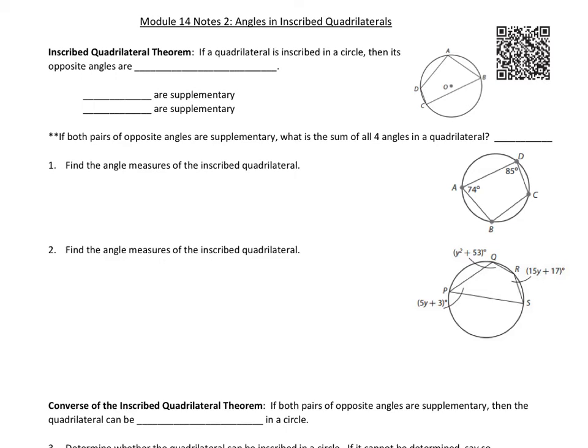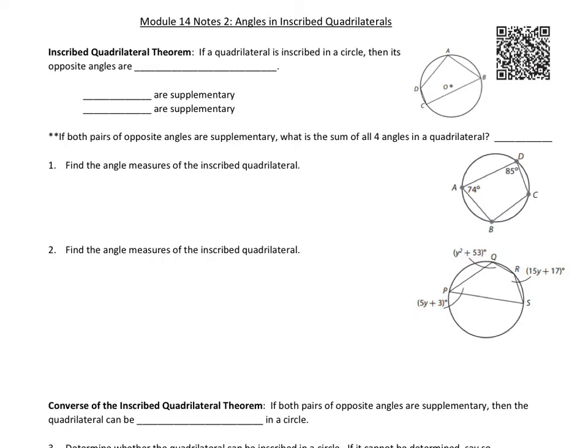In notes number 2, we are going to talk about inscribed quadrilaterals. So you can see in my pictures already that we have quadrilaterals that are inside of our circles, and all 4 of the corners of the quadrilaterals touch the sides of the circle. And we're going to talk about what the relationship is between some of our angles inside that quadrilateral.